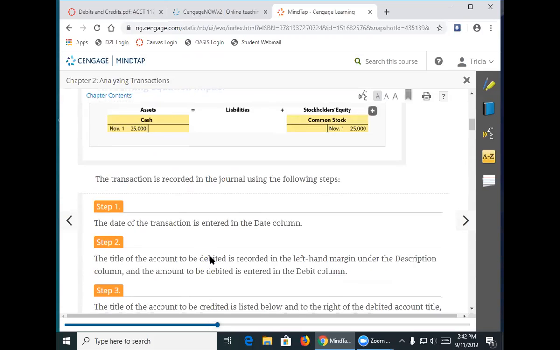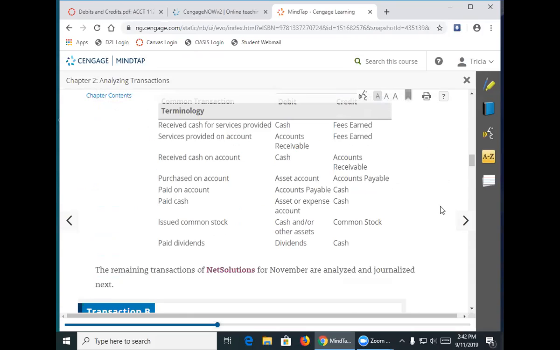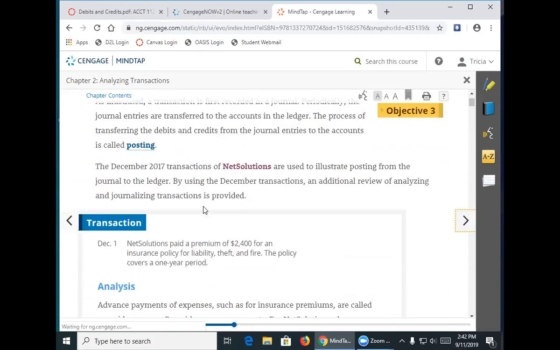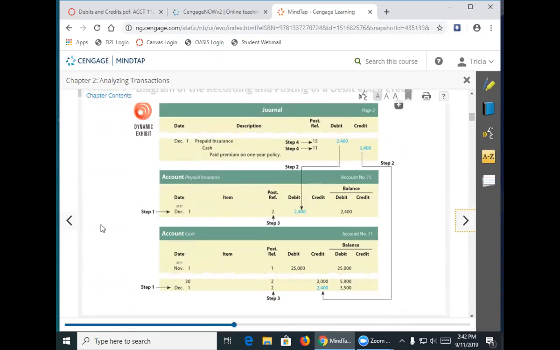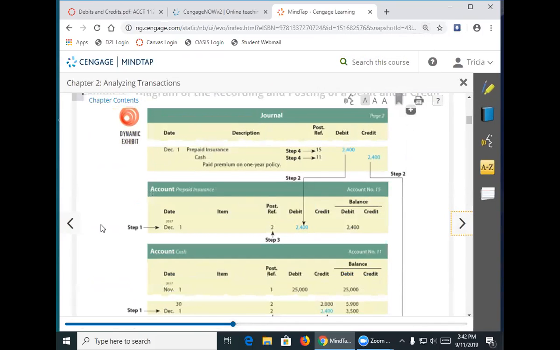Okay. To understand that, this is kind of showing you a little bit. So here's a journal entry where they debited prepaid insurance and credited cash. What the post reference is: the journal is one record, and the ledger is a totally different record. The ledger, again, is a grouping of all of the accounts. So in this instance, we have a prepaid insurance ledger account, and we have a cash ledger account.